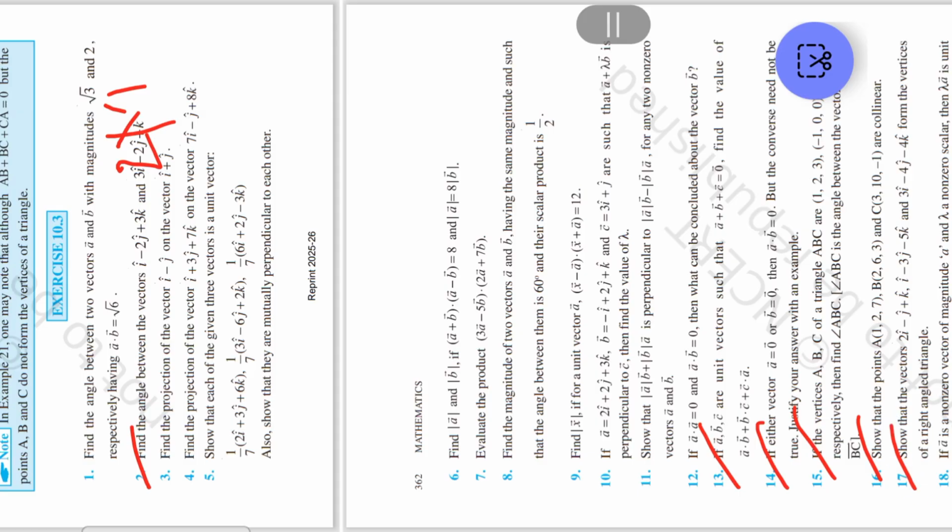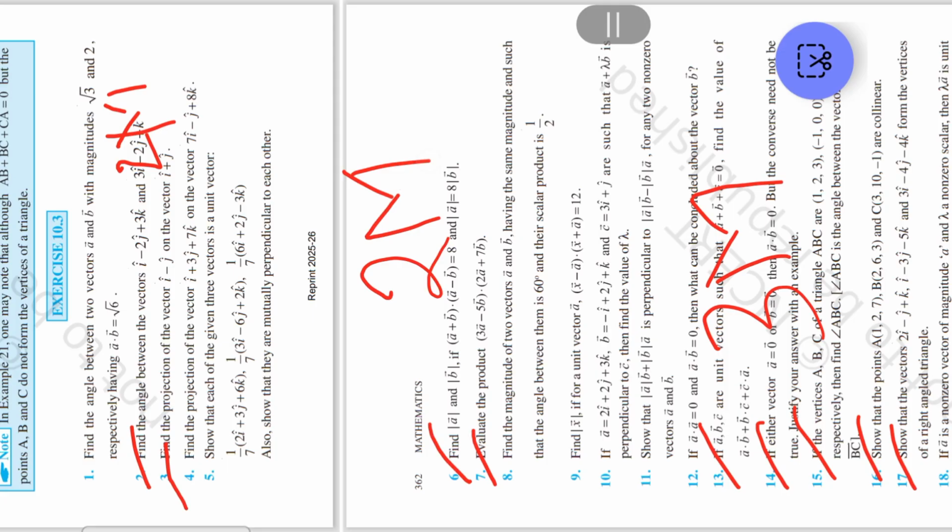These questions are 3 marks questions. But find the angle between the vectors, projection of the vector, angle, and questions like evaluate the product, and question numbers 6, 7 are all 2 marks questions. These are all the important problems of the vector chapter.